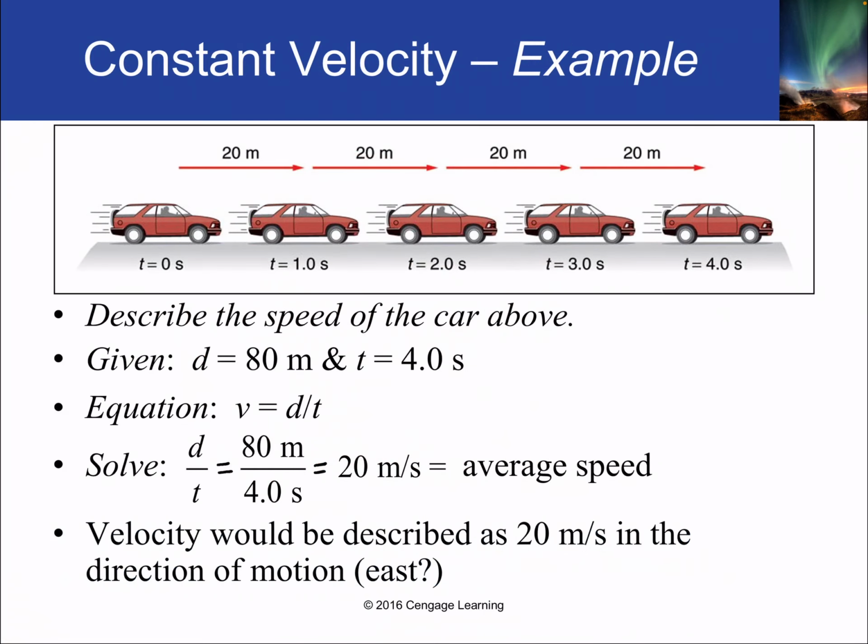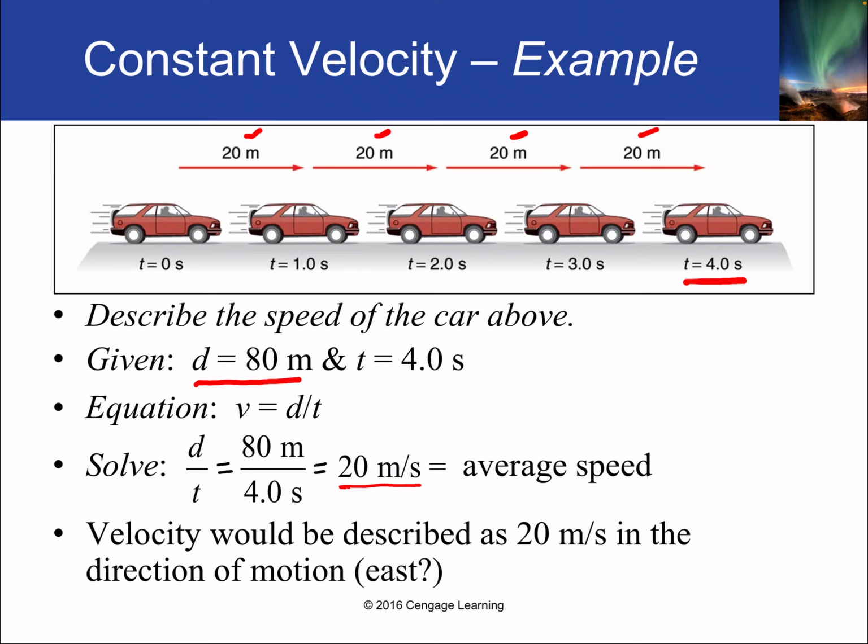So in this example that your PowerPoints have worked out, you're asked to describe the speed of the car above. And with this picture, you can tell that you've gone a distance of 80 meters. We have 20, 40, 60, 80. So total distance is going to be 80. And total time, we're ending up with a time of 4 seconds. Okay, so speed, v, is distance over time. So we're going to put our 80 meters on top of our 4 seconds, divide it out, and you should get 20 meters per second as the average speed.